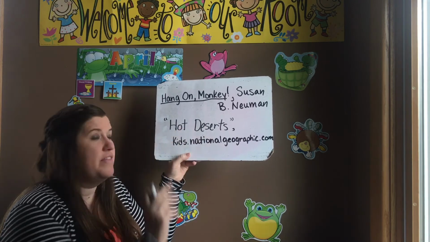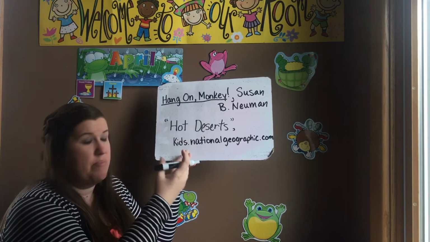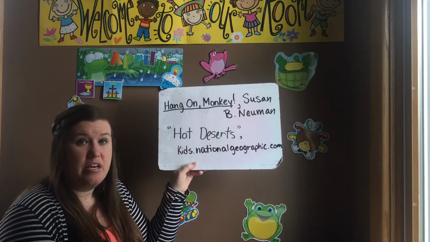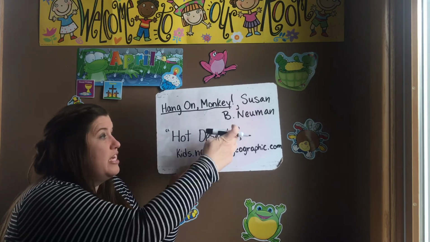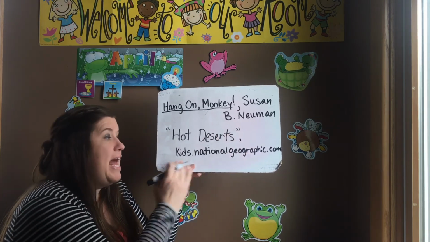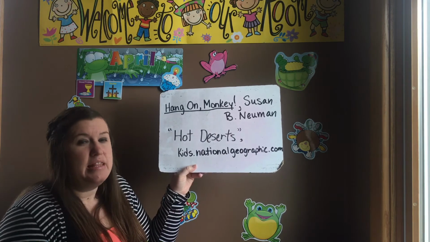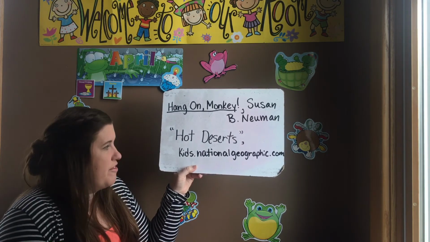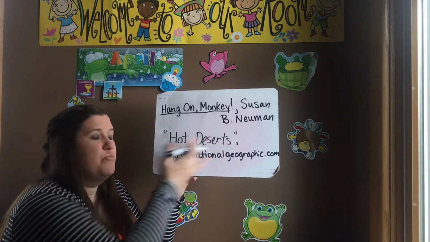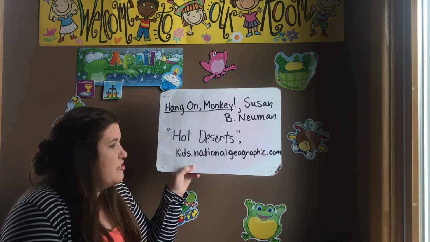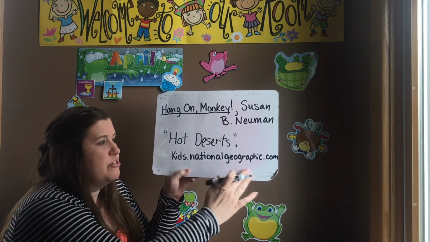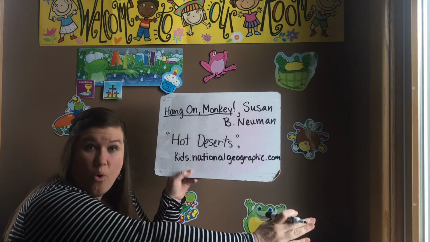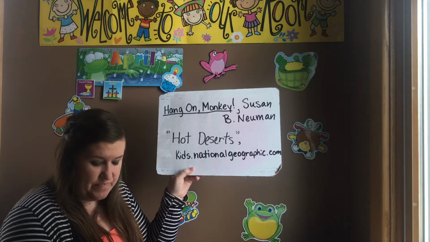When I clicked on this Hot Deserts thing and it came up, here's the title of the article in quotation marks, comma, and then where I found it. This is kind of like the internet's author. So where did you find this really cool thing about the deserts? On kids.nationalgeographic.com. You have to write the whole place you found it, okay?